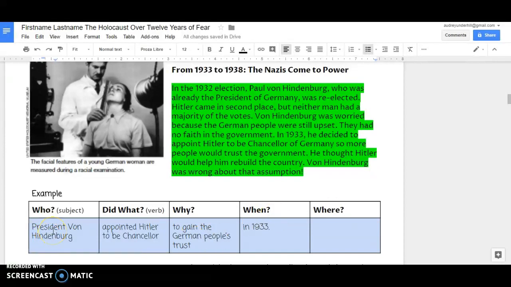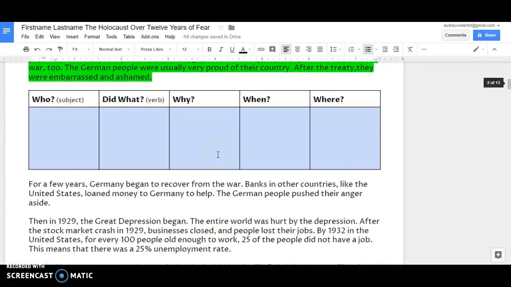So this paragraph is mostly about Paul von Hindenburg. And what he did was that he appointed Hitler to be the chancellor. And it says that the reason that he did this was to gain the German people's trust. It also says that this happened in 1933. I could also add that this took place in Germany, but it's already implied because it was to gain the German people's trust.